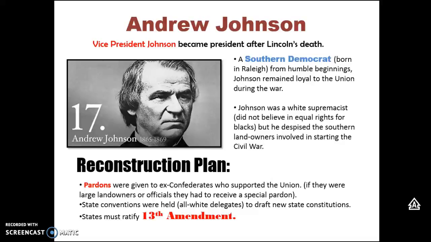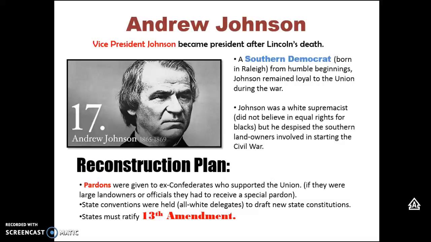So his vice president, Andrew Johnson, will become the next president after Lincoln's death. He was a Southern Democrat. He was actually born in Raleigh. From humble beginnings, Johnson remained loyal to the Union during the war. Johnson was a white supremacist. He did not believe in equal rights for blacks, but he despised the Southern landowners involved in starting the Civil War.